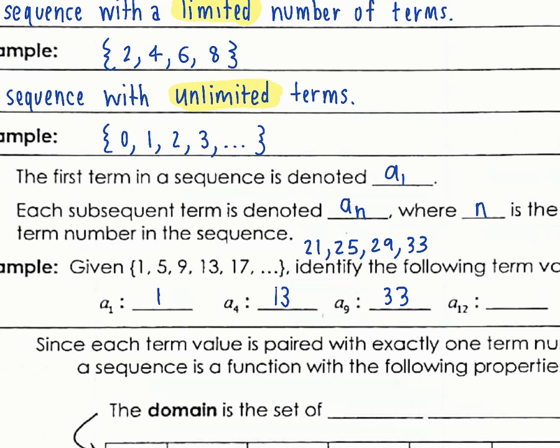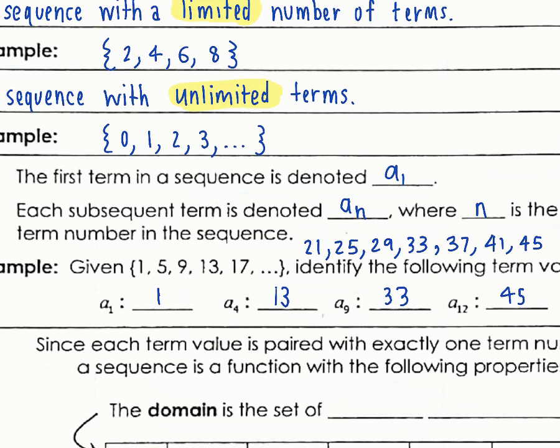How about a sub 12? Well, again, so far we've gotten all up to the ninth term. So let's just make our way up to the 12th term. So if the ninth term is 33, what's the 10th term? What's the 11th term? And finally, what is my 12th term? 45.